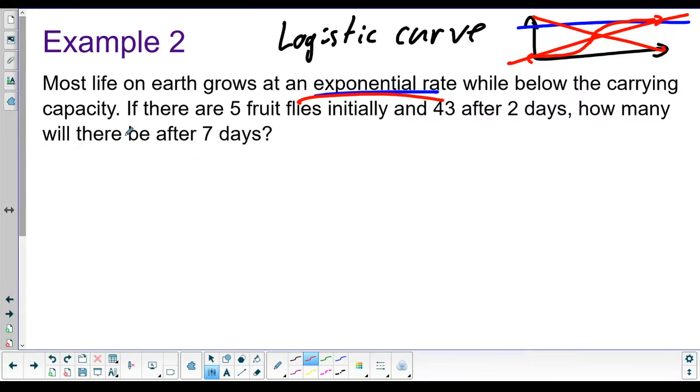Okay, so here's the actual problem. If there are 5 fruit flies initially and 43 after 2 days, how many will there be after 7 days? So this is a little bit different. They're not telling us the half-life or something like that. But what's important here is they have told us a starting and an ending amount, and they've given us how much time it takes to get there.